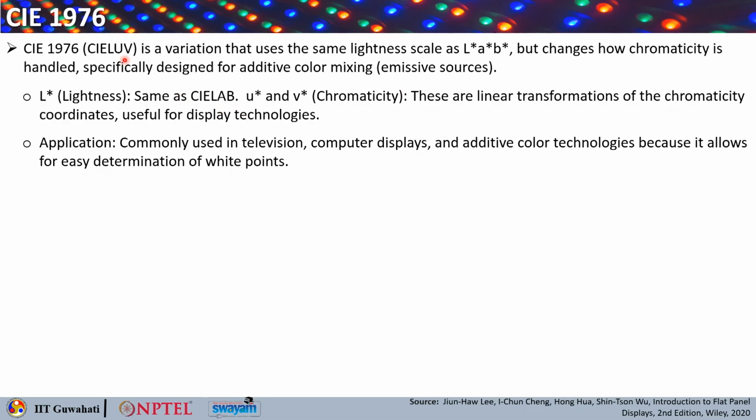Now, here you have two new things, U star and V star. Both represent chromaticity, because you can have U star and V star axes. These are linear transformations of the chromaticity coordinates, useful for display technologies. When you talk about computer displays like TVs and any other additive color technologies, this is the system people use because it allows easy determination of the white points.